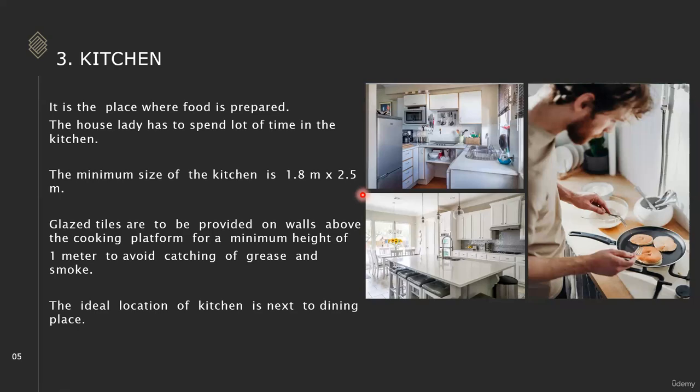So the ideal location of the kitchen is next to the dining room. In most cases we provide it there only, so that we can easily serve the food. And always remember it should have good ventilation while designing or planning the kitchen. The minimum size we have already discussed, and the minimum height we can consider as 2.1 meters for kitchen rooms, not less than that, for good ventilation.